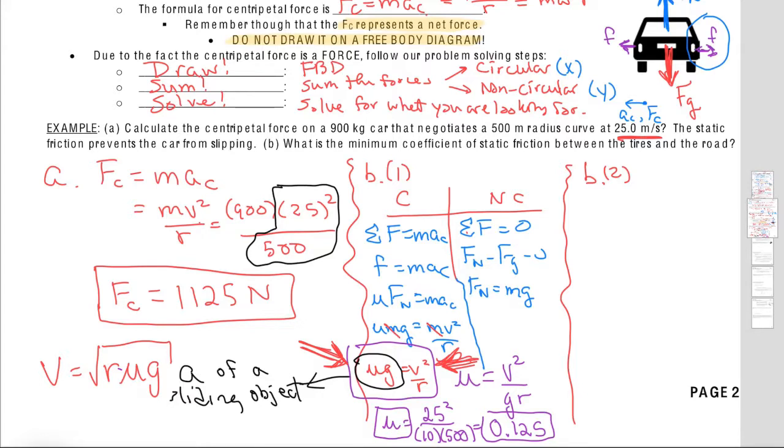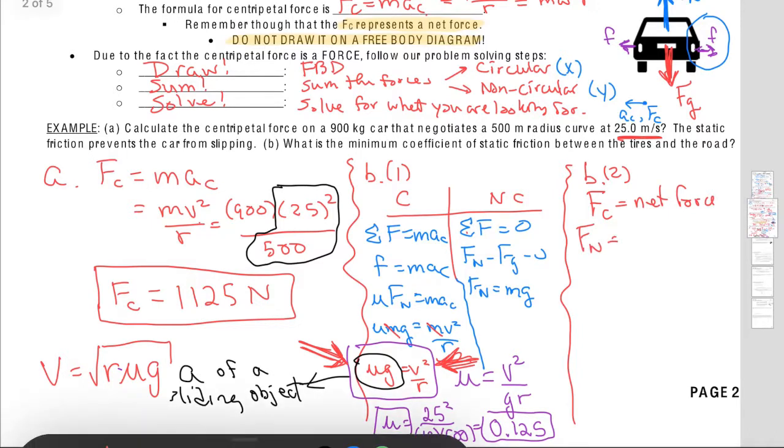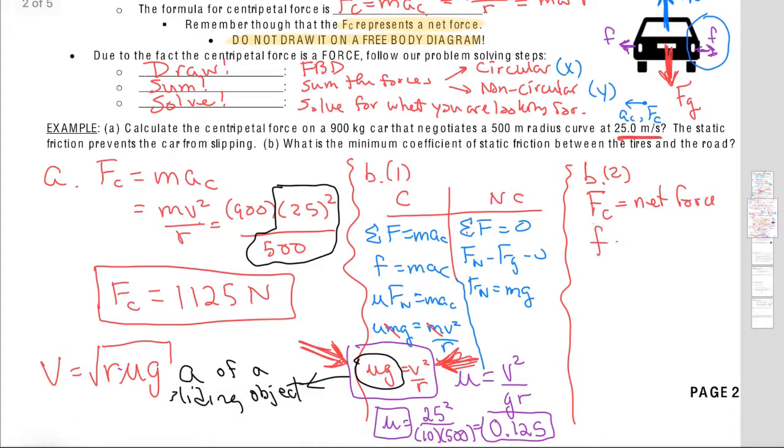Okay? And now the second way you can do it is knowing that Fc is the net force, and knowing that the only force is friction. Oh, not normal force. So knowing that the only force that is acting here on the car is friction, I can say that friction equals Fc. And so I have the answer to part A.